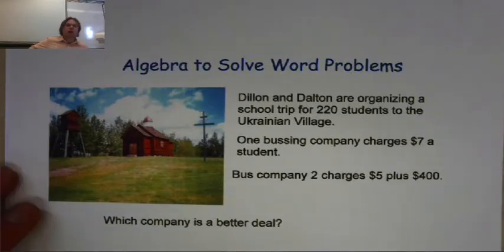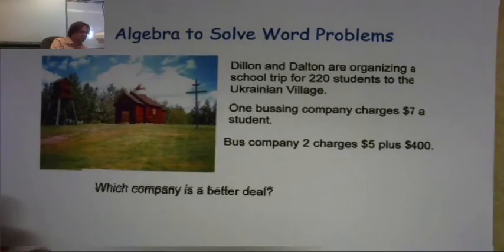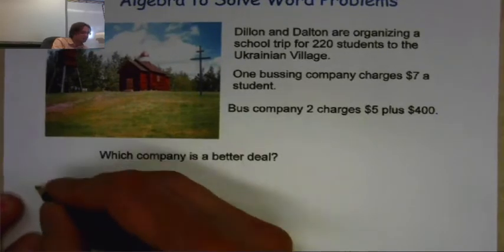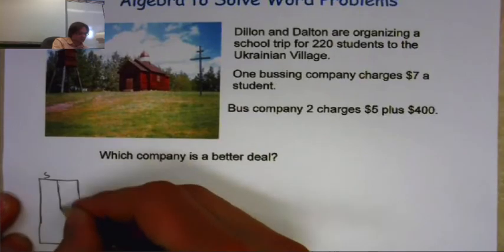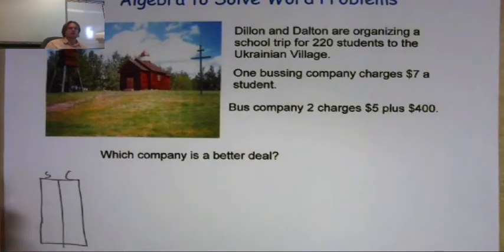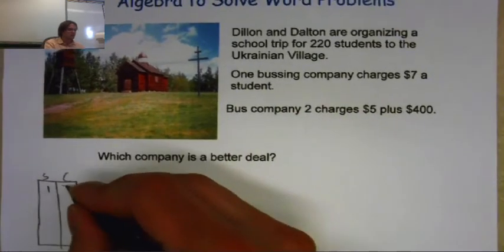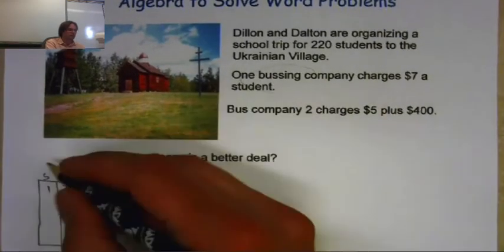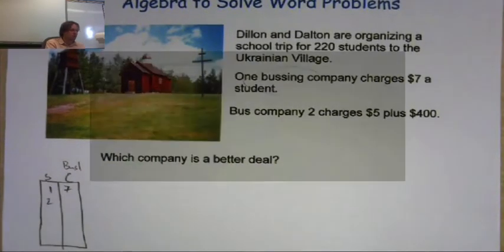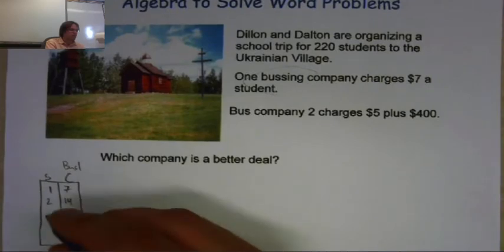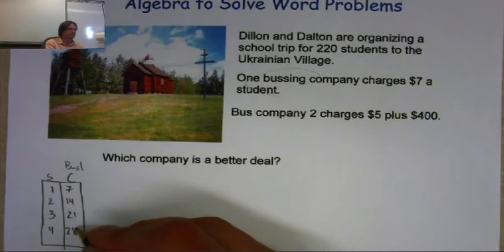To start this off, I'm going to refer to last class and make a table. So here we have students and cost. If I have one student, my cost is going to be $7. This is for busing company 1. If I have 2 students, what's it going to be? We're going to have $14. 3 students is going to be 21. 4 students will be 28.